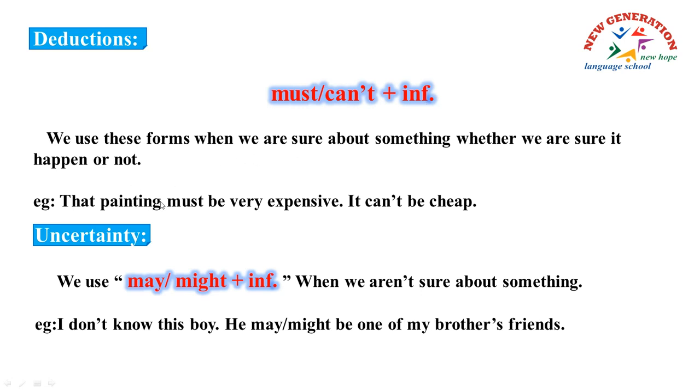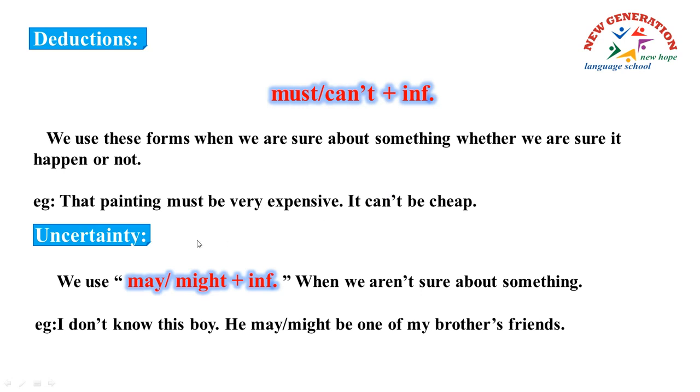That painting must be very expensive. I'm sure about this. It can't be cheap. I'm sure about this too, but I'm sure it's not cheap. I'm sure it's very expensive. I'm sure it's not cheap.